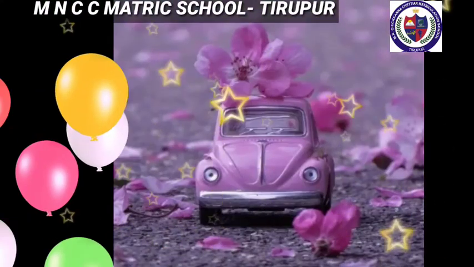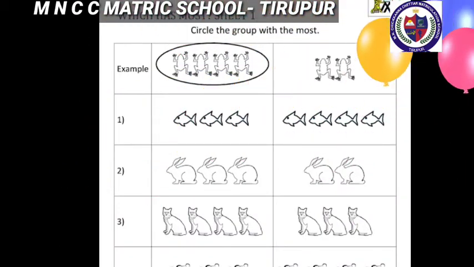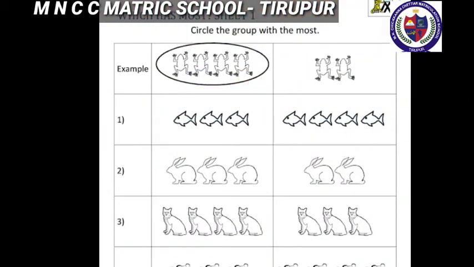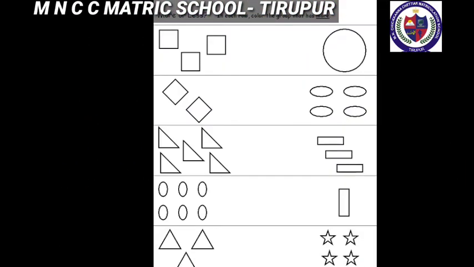My dear children, let us see some worksheets. In the first worksheet, circle the most. In the second worksheet, if the first given object is more, you should put the greater than symbol. If the first given object is less, you should put the lesser than symbol.